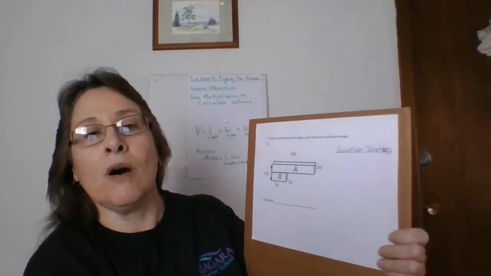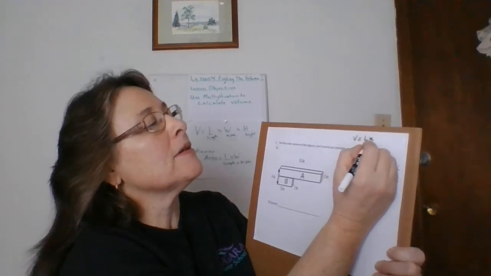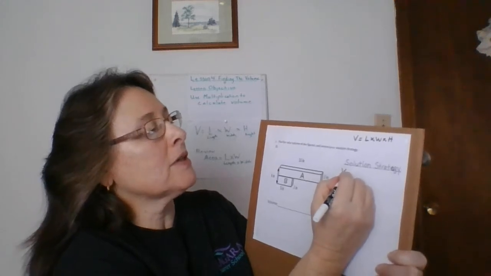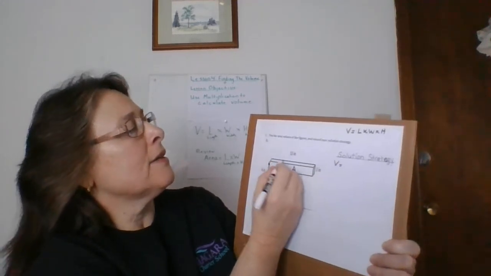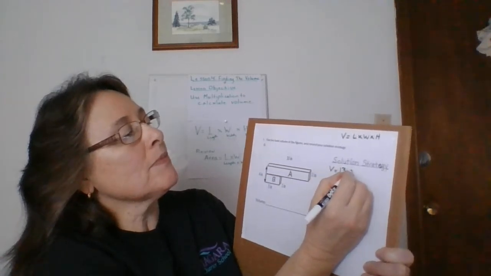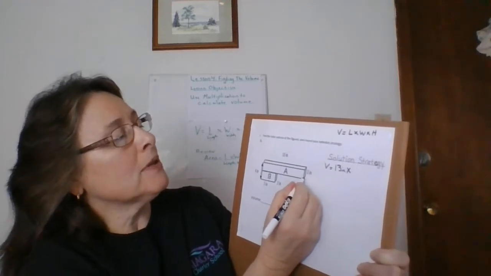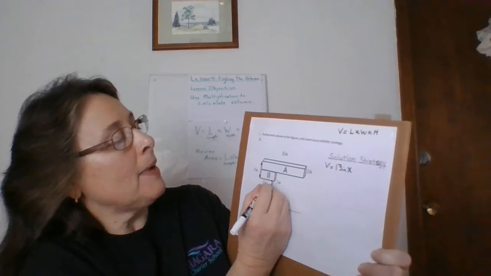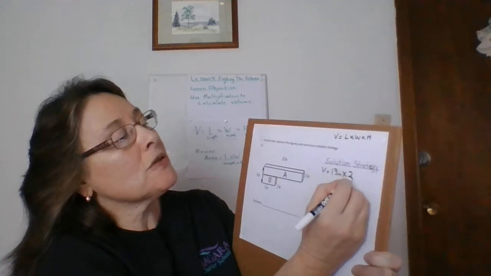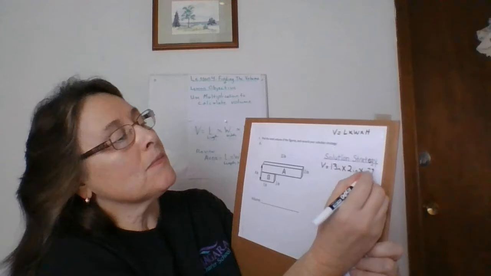So let's find the volume of box A. Remember, volume is length times width times height. So let's get started with the length. The length is marked 13 inches. My width is down here. It's not labeled, but if I go down to box B, the width of box B is the same. So it's going to be 2 inches. And my height is 2 inches.